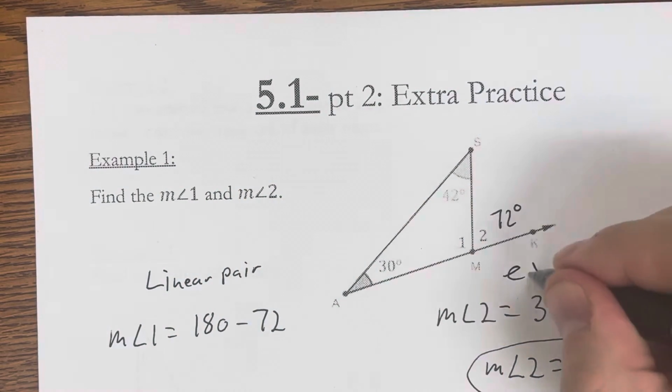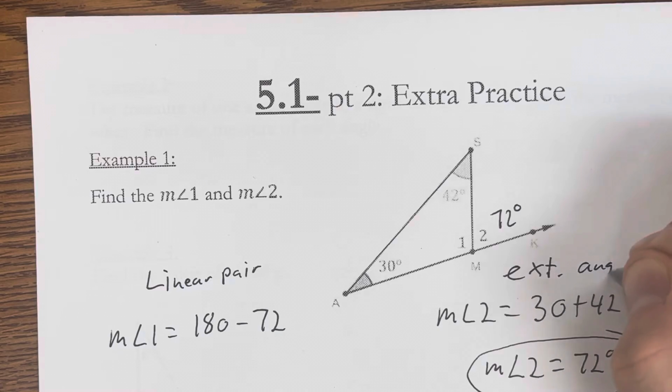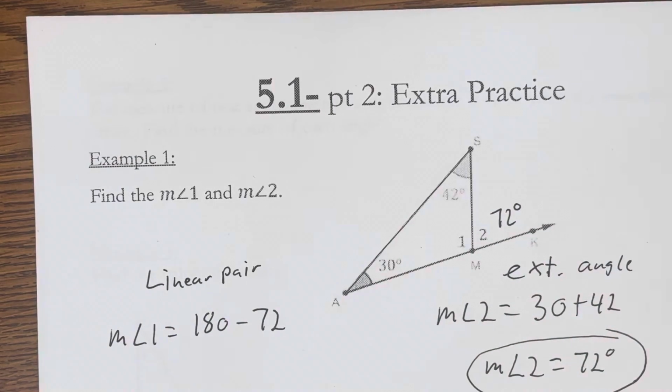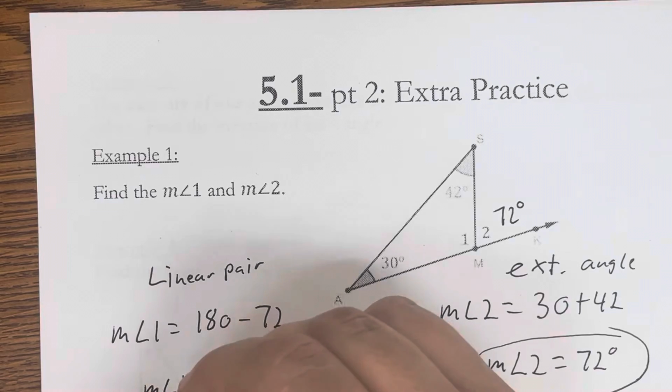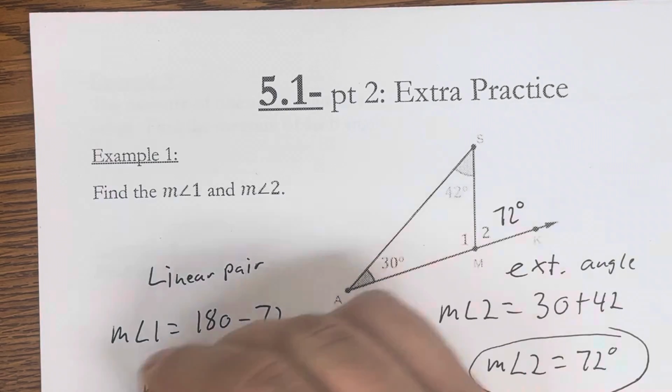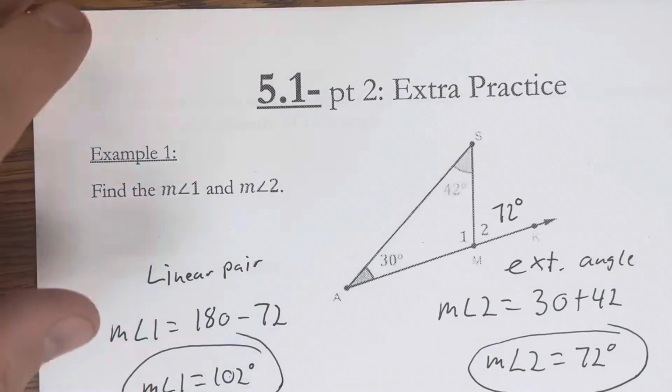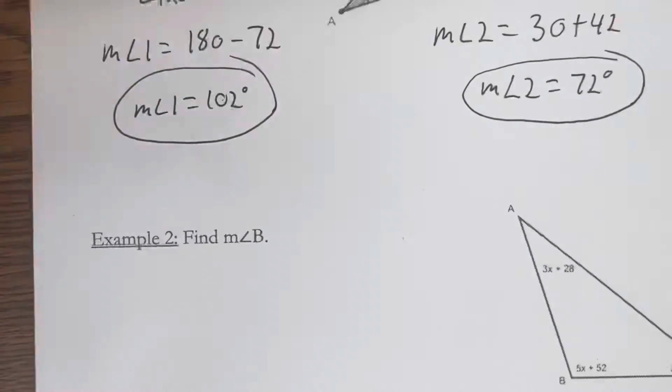Here we have the exterior angle. Here I'm using linear pair. So 180 minus 72 is 102 degrees. So we got it. All right, next problem.